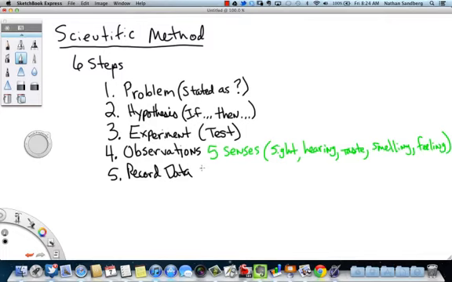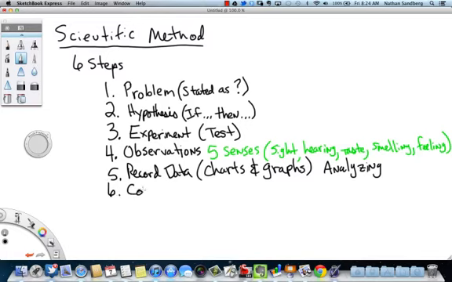So we record our data down, and typically during this time we're making charts. Okay, we're making charts and graphs. I'm sure all of you have made those before. Charts and graphs. That's where we make our data, and we analyze. Analyzing occurs here. Okay, analyzing our data occurs right there. And the sixth and final step of the scientific method is conclusion.